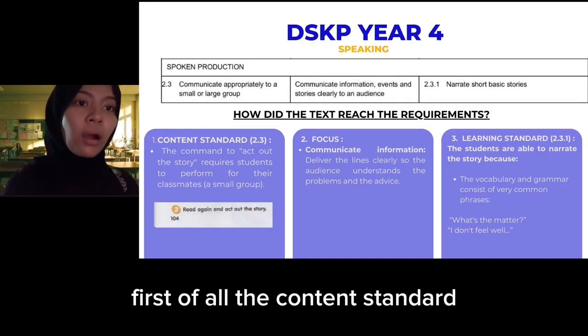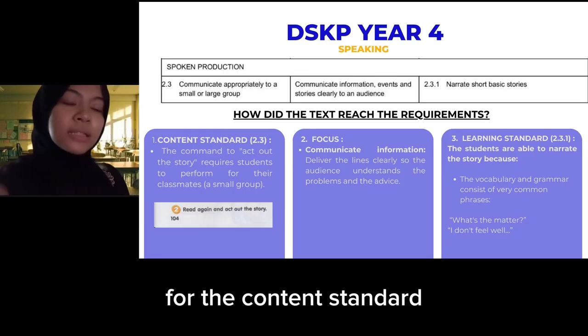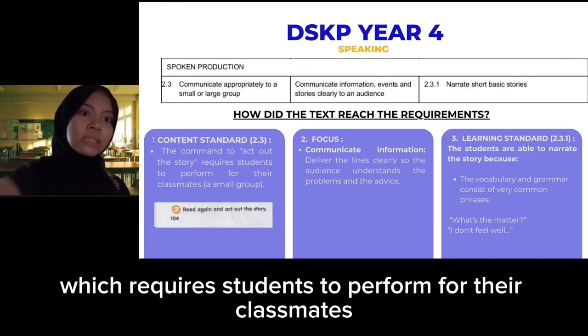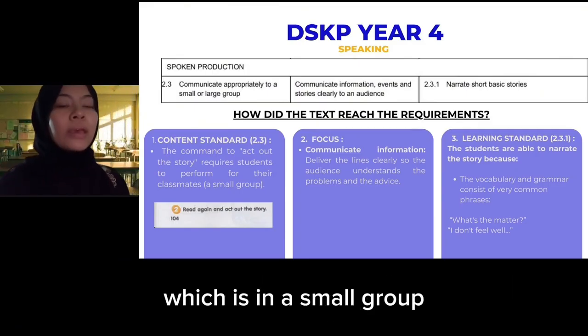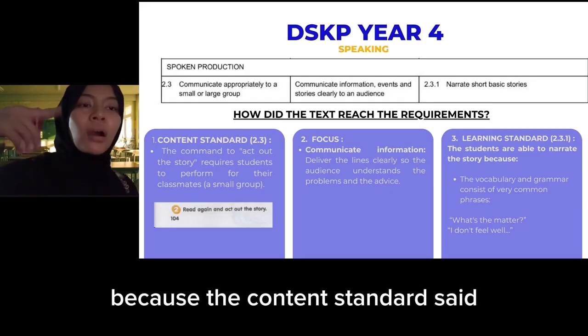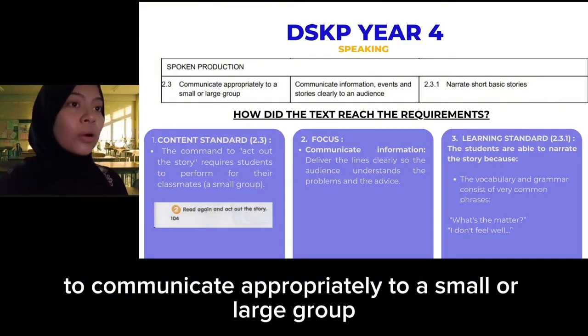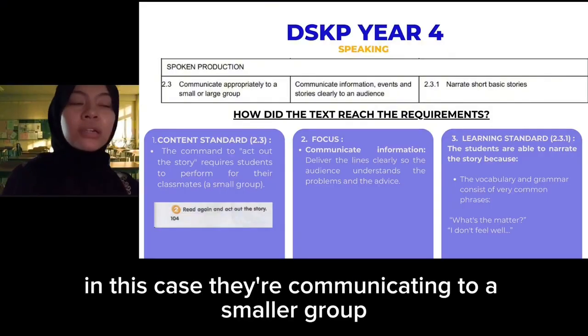First of all, the content standard. For the content standard, the command is to act out the story, which requires students to perform for their classmates, which is in a small group. And it follows the content standard because the content standard set to communicate appropriately to a small or large group. In this case, they're communicating to a smaller group.